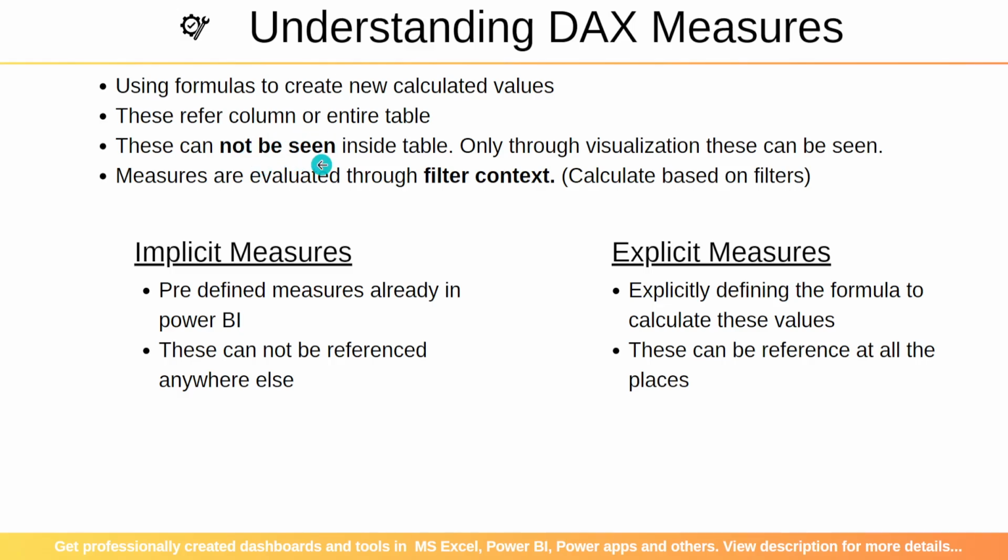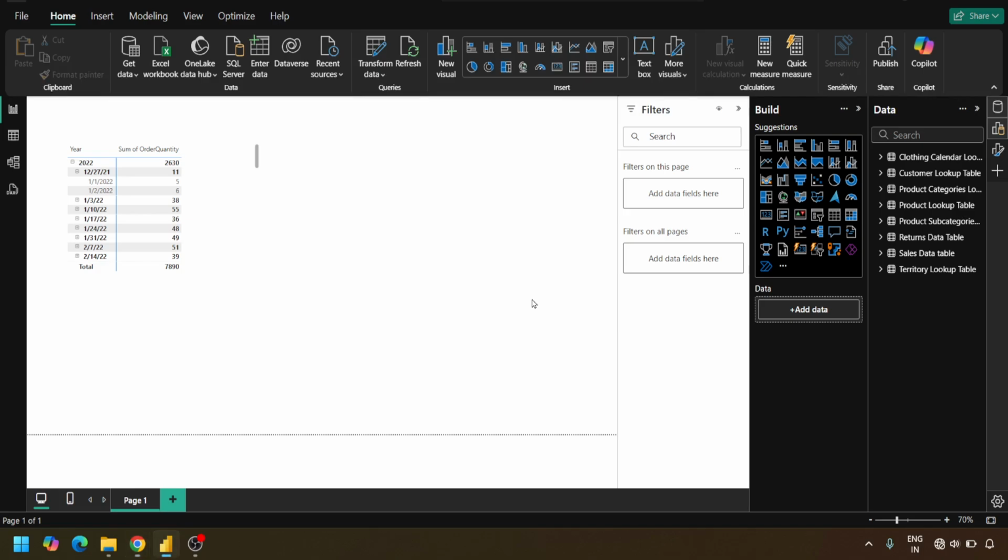Also, the DAX measures cannot be seen because these are only calculated fields. So when we use certain filters, then these can be seen. We will understand this while looking at the Power BI live dashboard right now. But before that, let's understand two things. There are two kinds of measures: one is implicit measures and the second is explicit measures. Implicit measures are predefined, pre-calculated measures inside Power BI, and explicit measures are the measures which we create in Power BI. So let's go into the live environment and try to understand the difference between both of them.